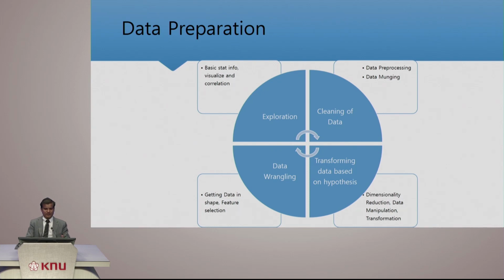Data wrangling and data merging. These are another two important processes. By means of wrangling, you are getting the data in shape. For example, there may be different features in your data, and at times you may not use all the features to solve your problem. So you have to be careful in using certain features, because if you use all the features, it may be computationally complex. We can use basic statistical information, visualization, correlations, and other ways to explore more about the data preparation process.